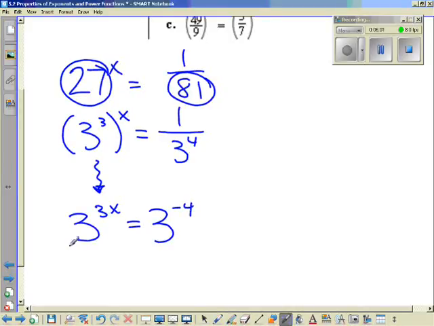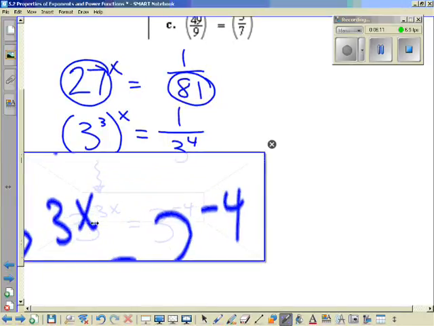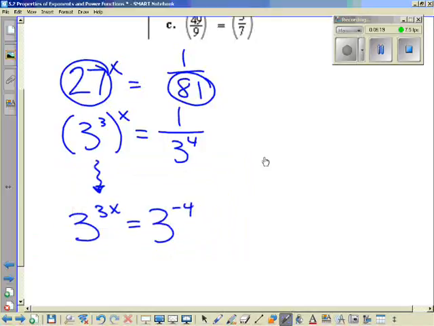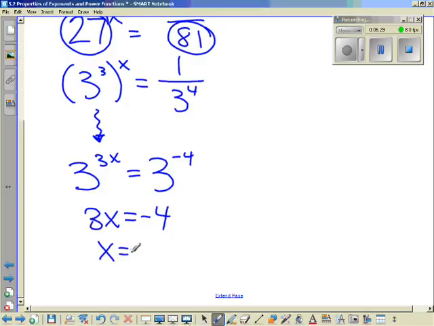Now we're in business because since the bases are the same, this is the a to the m equals a to the n. Therefore, who's equal? Their exponents are equal. If their bases are equal, then their exponents are equal. So the next line is to knock out the bases and just call it 3x equals negative 4. Divide both sides by 3. x equals negative 4/3. We've solved for x. We've solved for the exponent using logic.